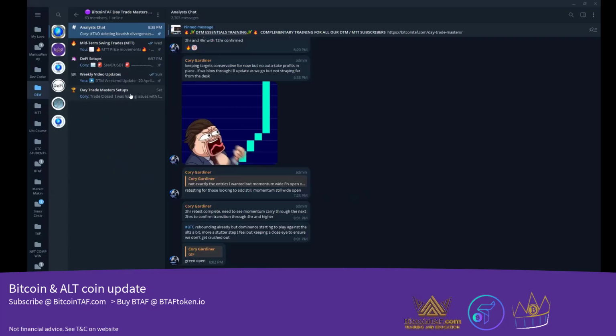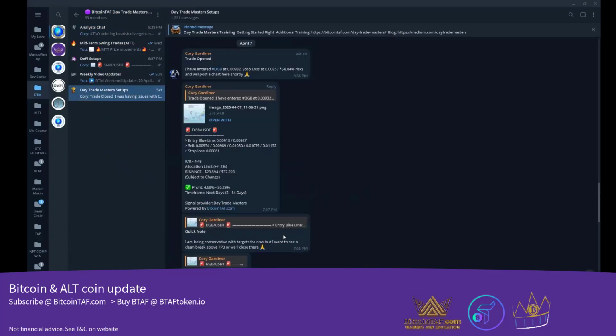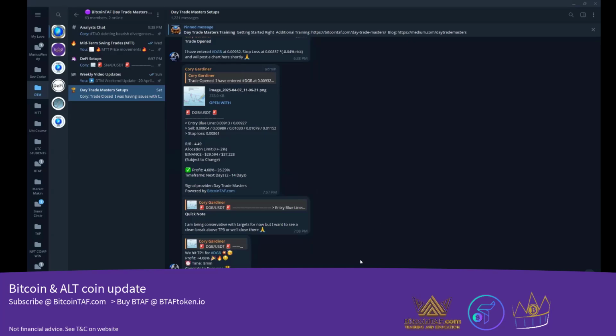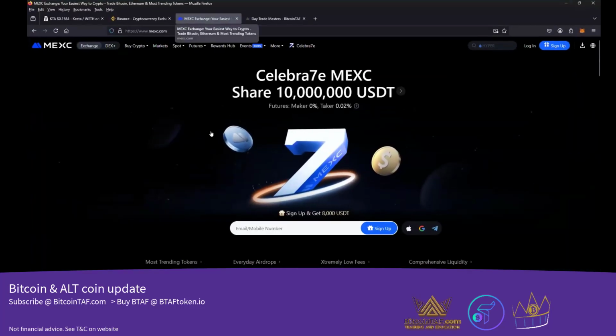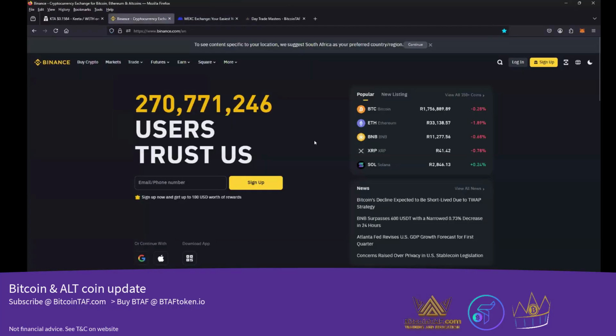Now, the old Day Trade Masters, what everyone was used to getting from it when we started, was these day trade setups. It was basically trade signals that we used in Telegram and what we're still using, what we post out. But Day Trade Master setups usually concentrated on centralized exchanges, like MEXC. You're looking at Binance, the big exchanges. There are coins that we are focusing on there.